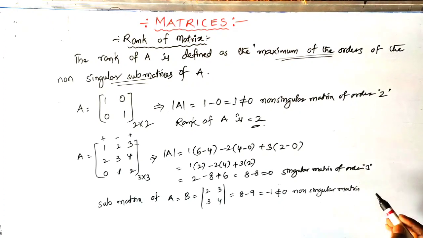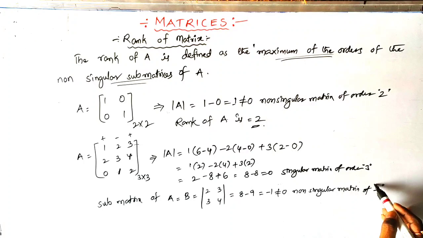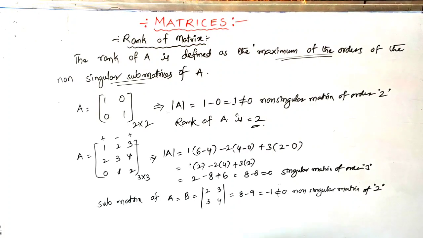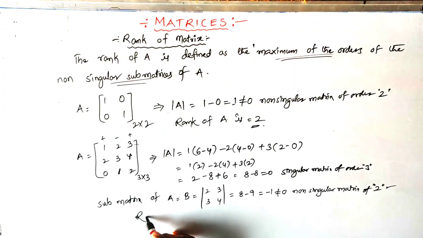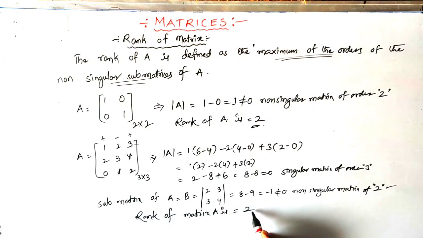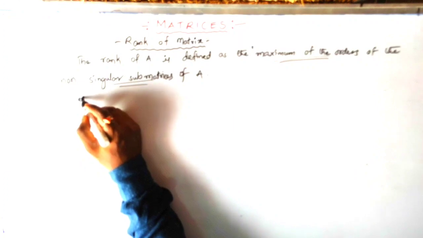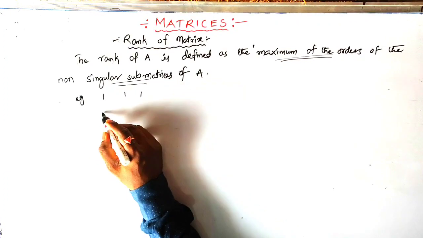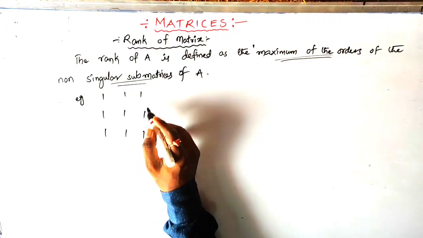Non-singular matrix of order 2. Clear? So what is the maximum order? And a non-singular matrix of order 1 we also get here. But here, what is the maximum non-singular matrix order? That is nothing but 2. So the rank of matrix A is 2.